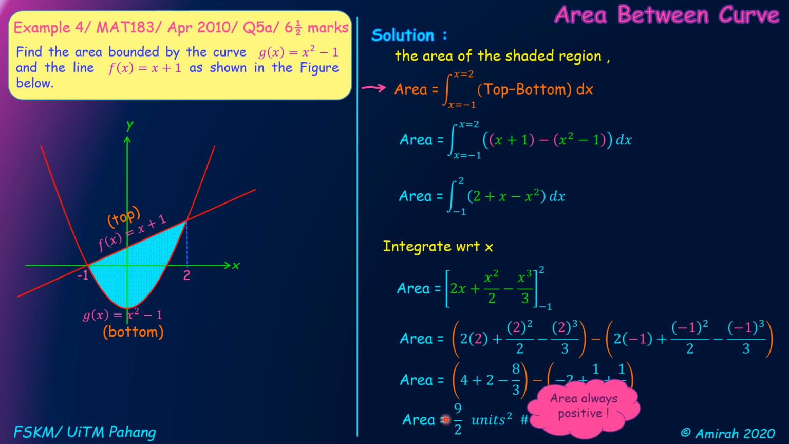And from here, we get a positive value for area because area is always positive. If we get area equals a negative value, maybe there is something wrong when we set up, when we integrate, or when we evaluate here. So the area must be positive. So the answer: area equals 9/2 units squared.